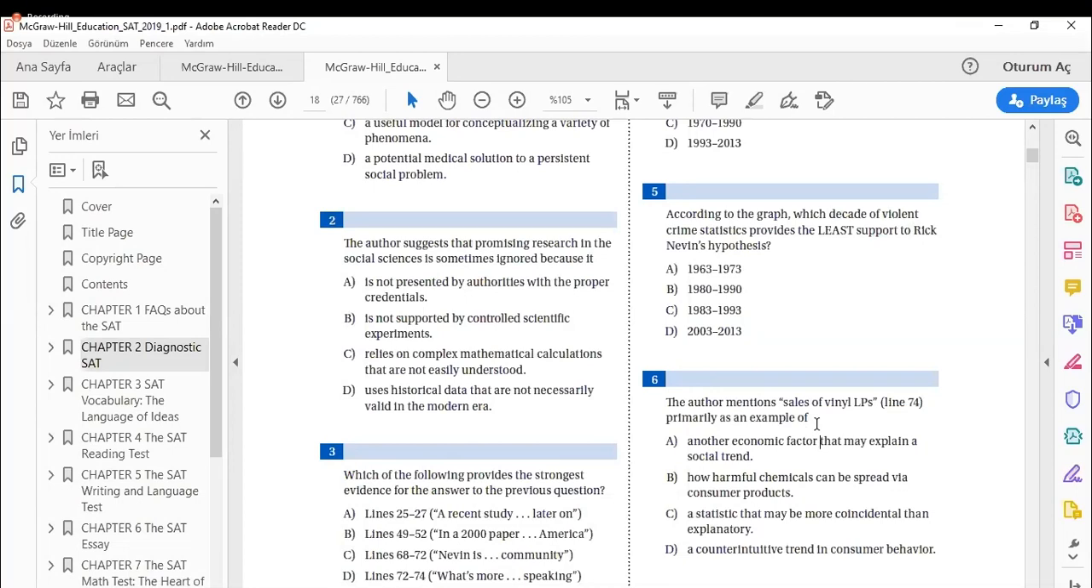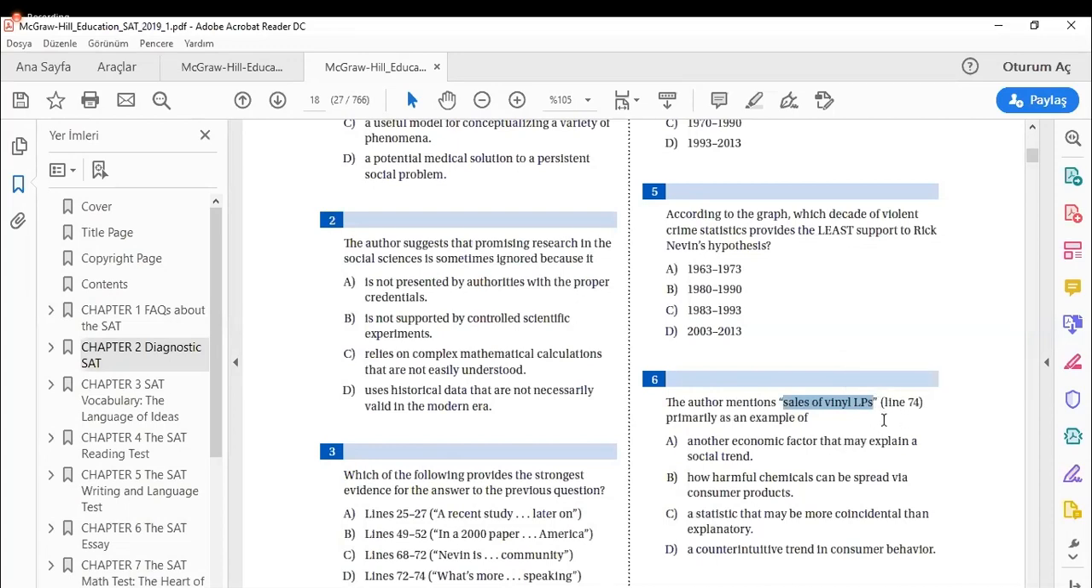Okay. Any question, any comments so far for the questions 1 to 5? Teacher, what's the meaning of Rick? Where is it? Rick Nevin. The fifth question, teacher. It's a name. Rick Nevin is the researcher. Okay, teacher. All right. Let's continue with someone else.